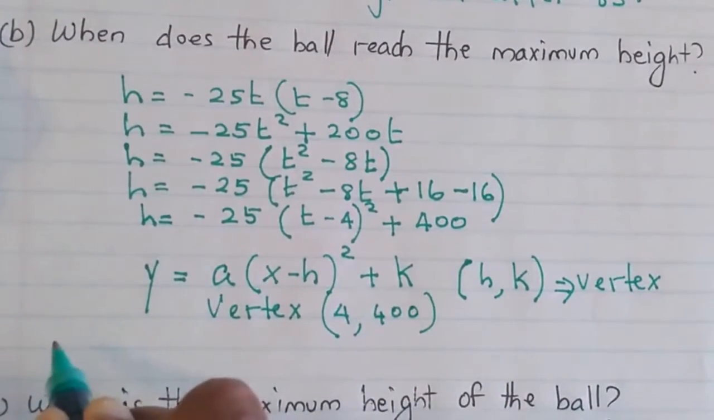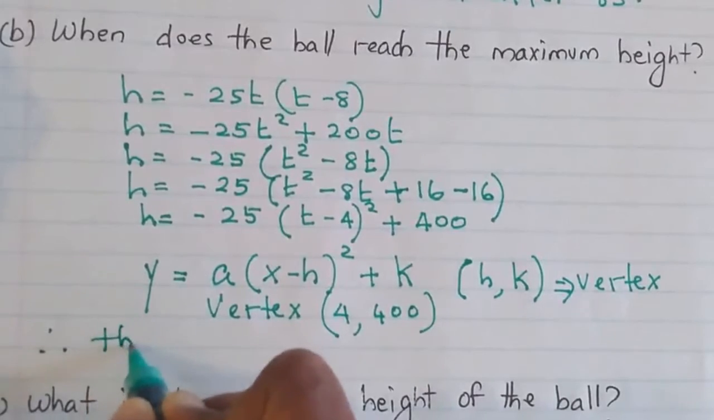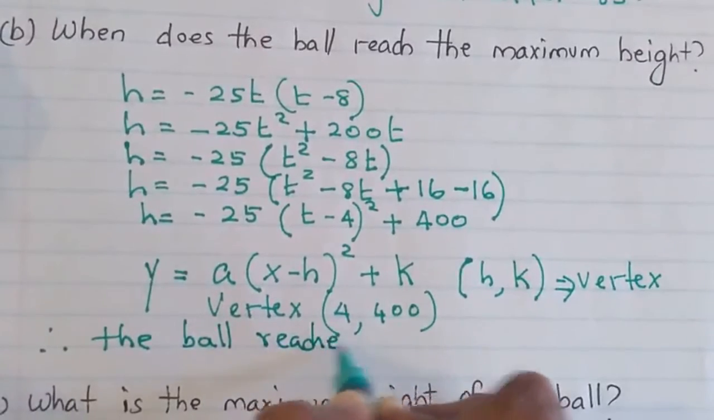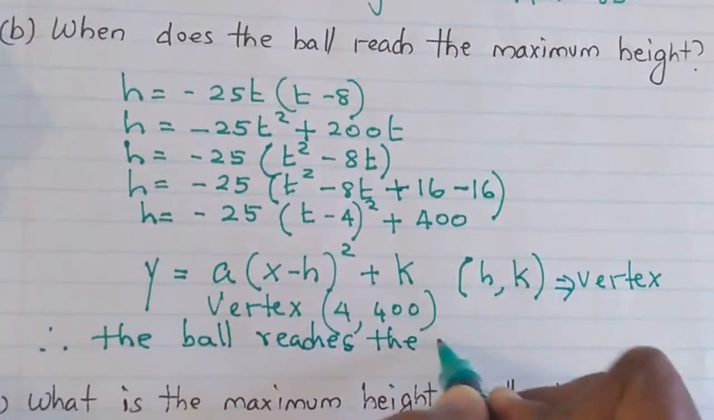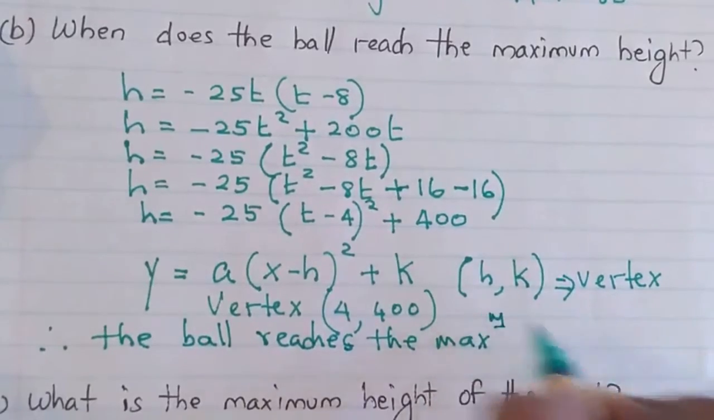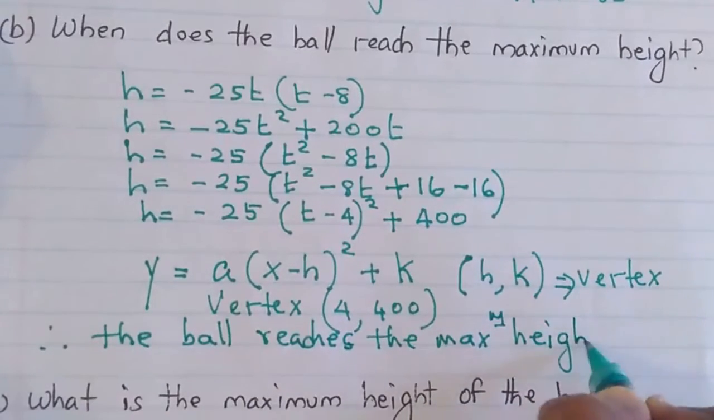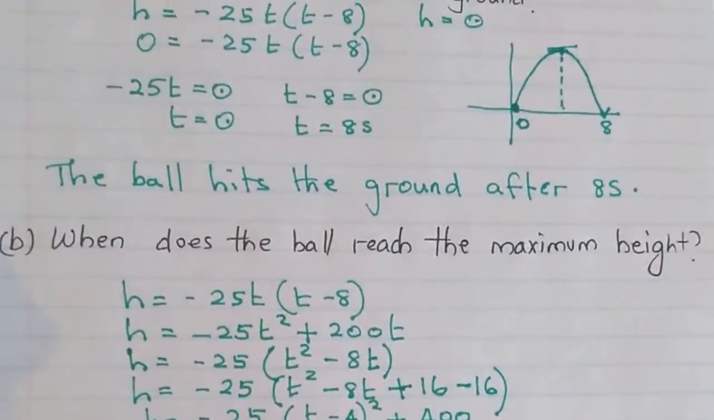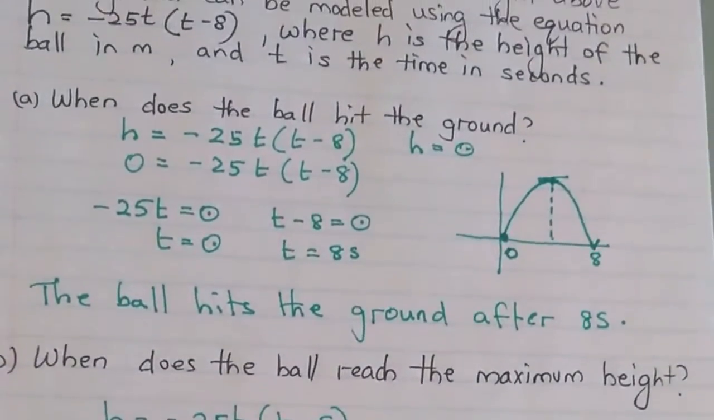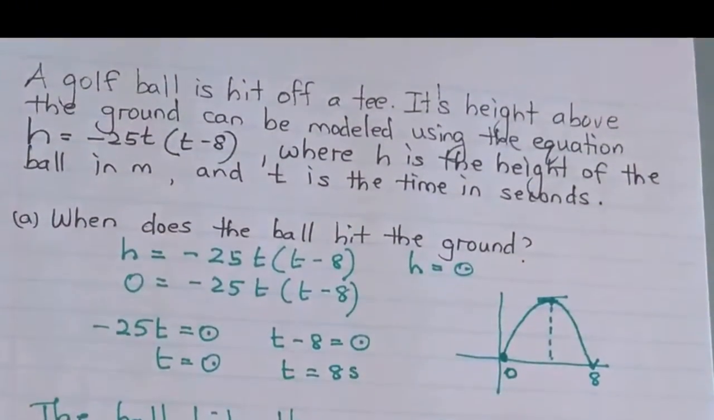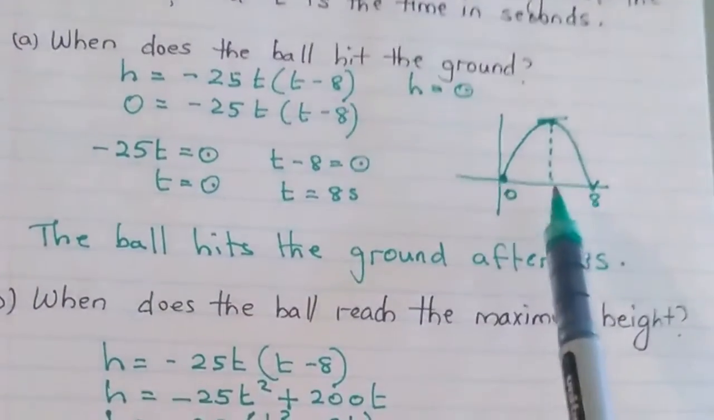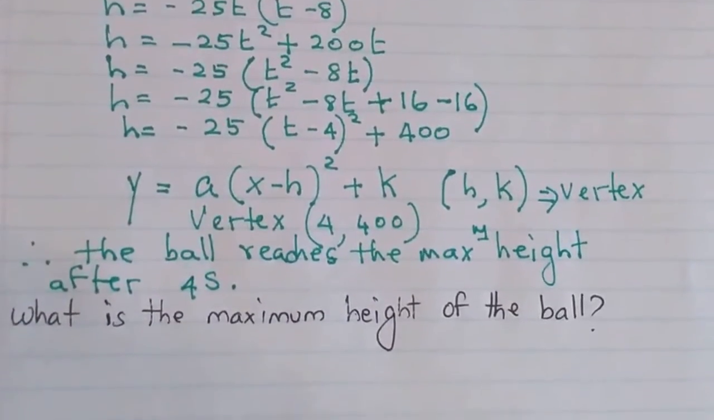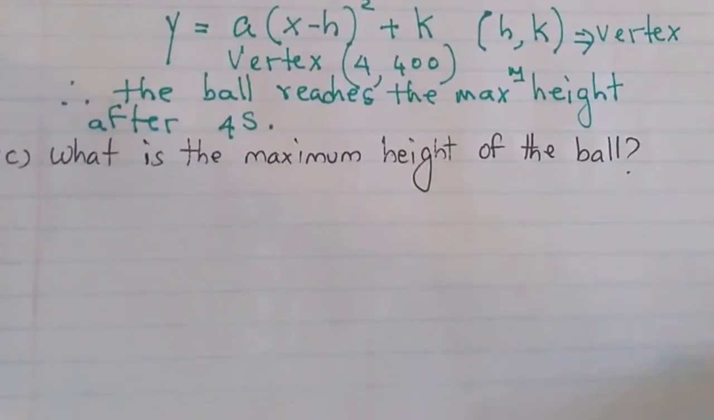So let's write the final answer. Therefore, the ball reaches the maximum height after 4 seconds. It really makes sense because the ball hit the ground at 8 seconds, so it's going to be halfway through when the ball reaches the maximum height, which is at its vertex.